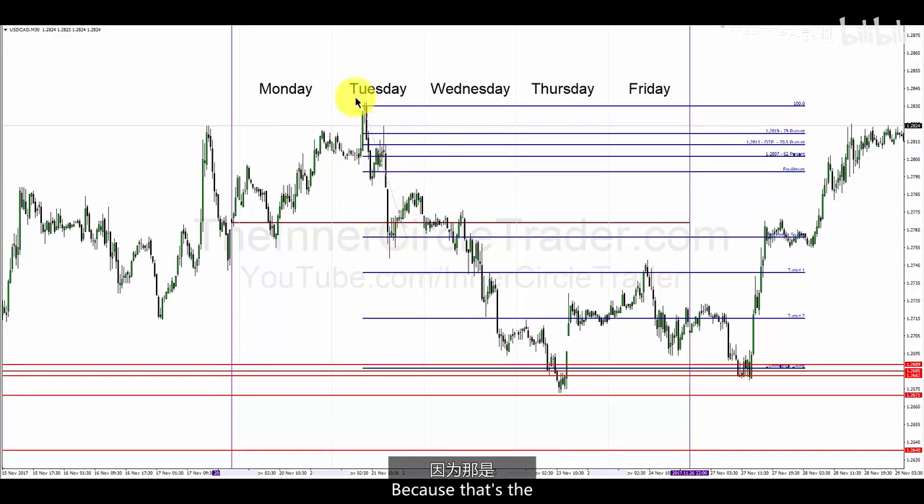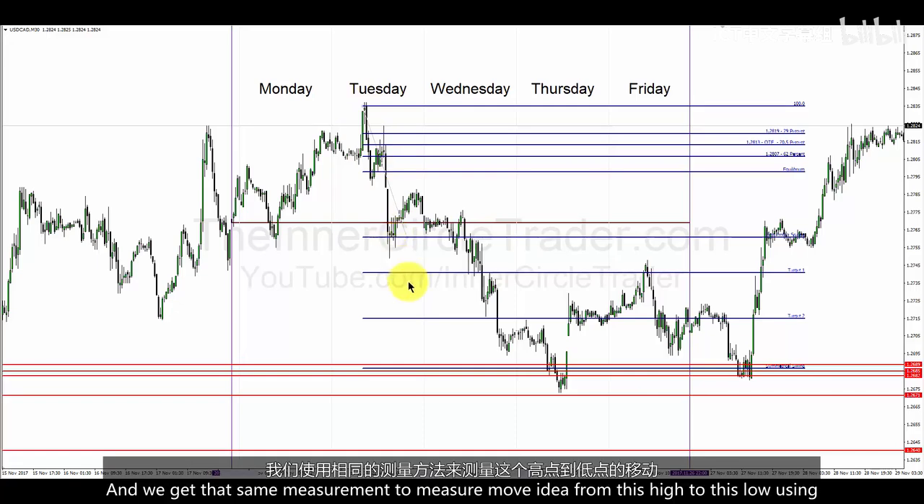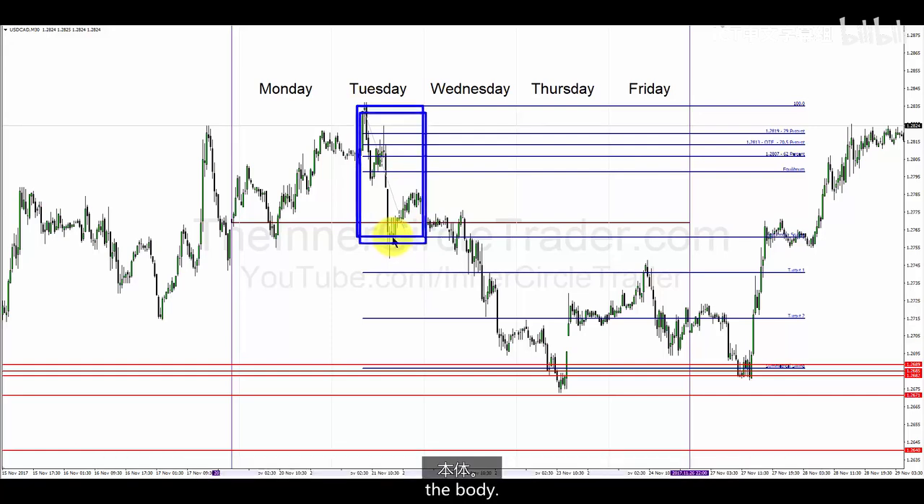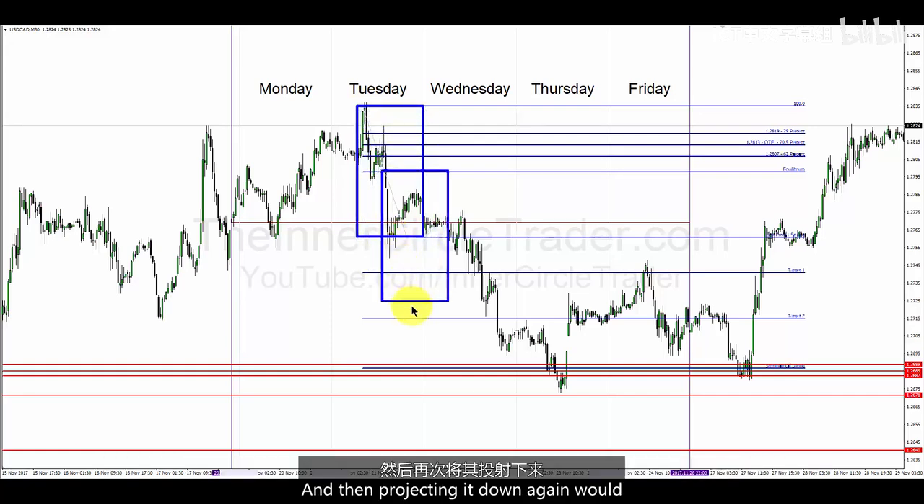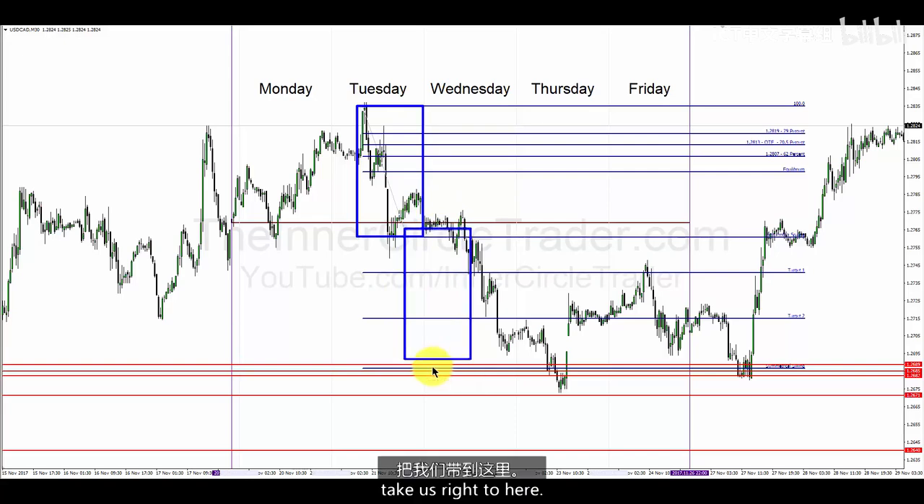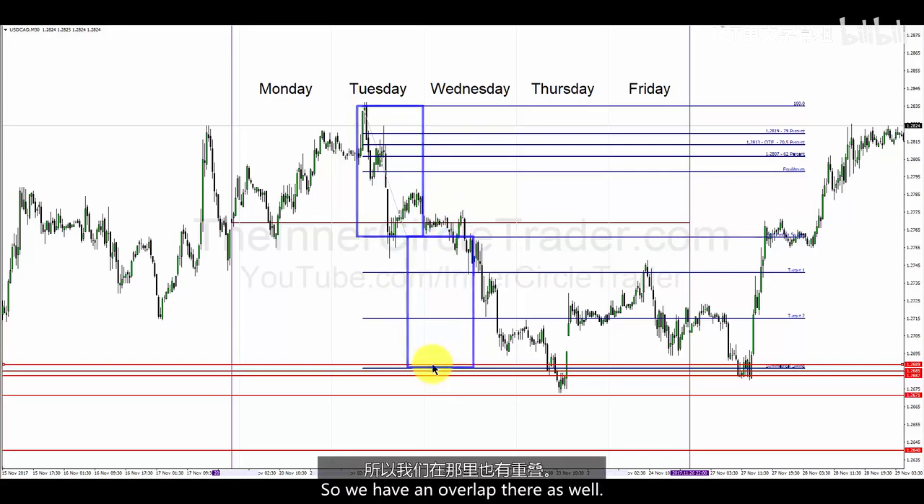And why am I doing that? Because that's the biggest dynamic price move. So I want to see if this is going to be replicated, and we get that same measurement. It's a measured move idea from this high to this low using the bodies because it's the bulk of the volume, and then projecting it down again would take us right to here. So we have an overlap there as well.